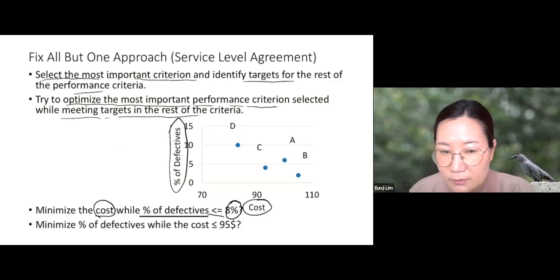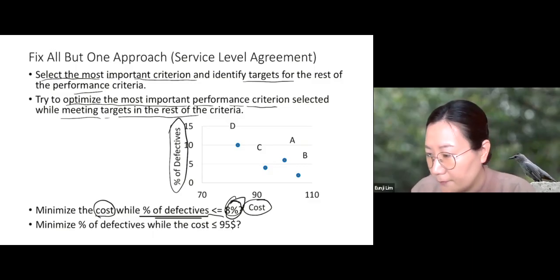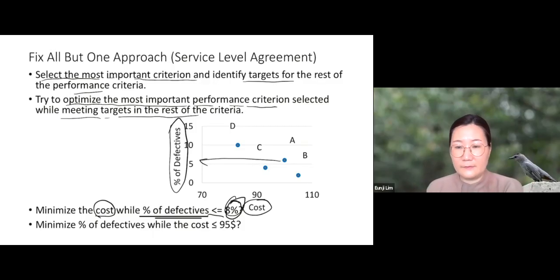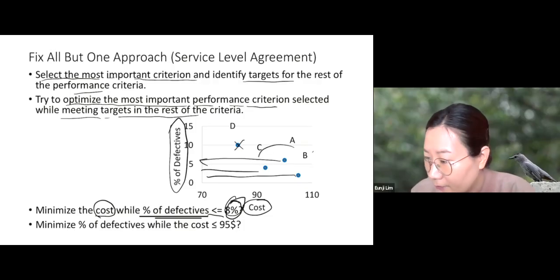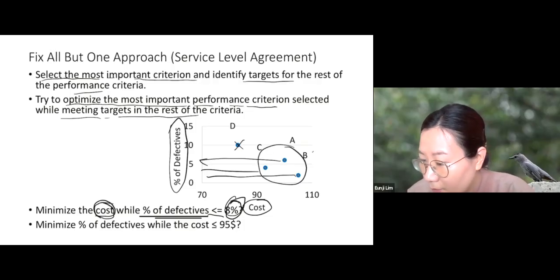So in this case, how can you select your supplier? First of all, you're going to find all the suppliers who satisfy the target range for the percentage of defectives. So does A satisfy the target? A has about 6% defectives, yes. B, yes. C, yes. D, no. D is not qualified. So of these 3, who achieves the minimum cost? C, right? So the answer is C.